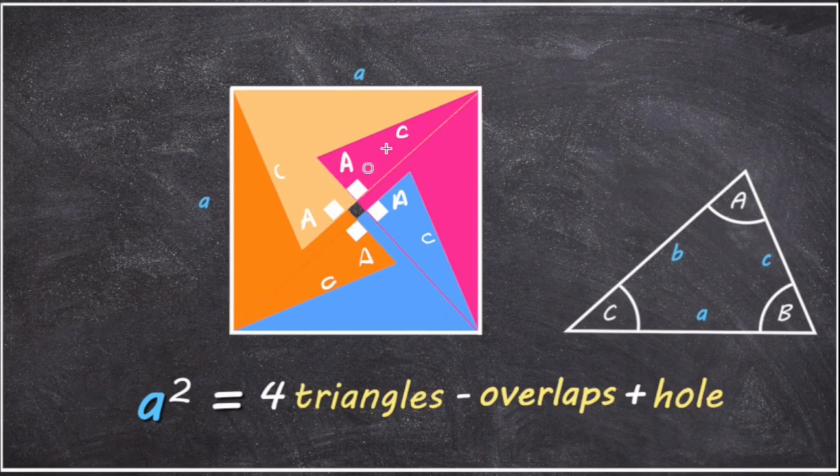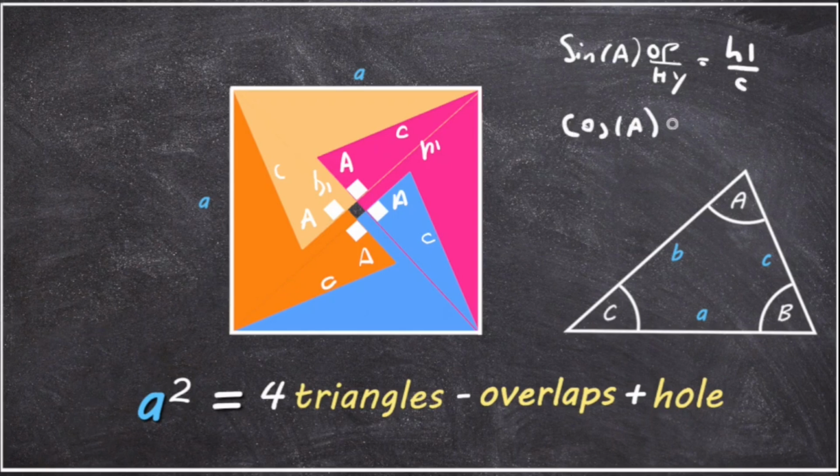For the other 2 edges, I'm going to call the short edge the base and label it b1, and I'm going to make the longer of the 2 edges the height, and I'm going to call that h1. Let's get the sine and cosine of the angle A in the pink overlap. So sine of A is going to be opposite over hypotenuse, but the opposite is h1 and the hypotenuse is c. Cosine of A equals adjacent over hypotenuse, and that is equal to b1 over c.